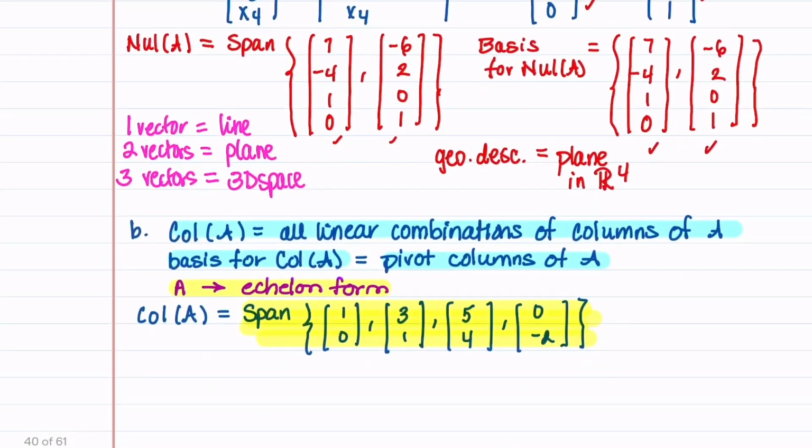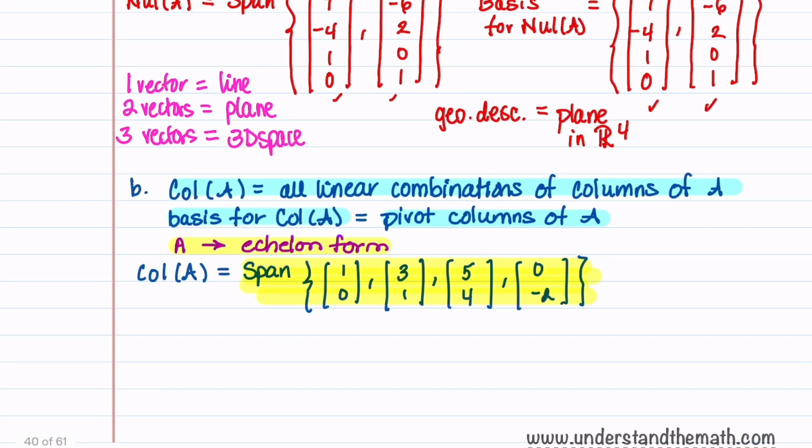So let's write that down here. Let's go all the way back down to the bottom. And let's write down that the basis for the column space of A, I'm writing in red this time, is going to contain our first two columns, 1, 0, and 3, 1.